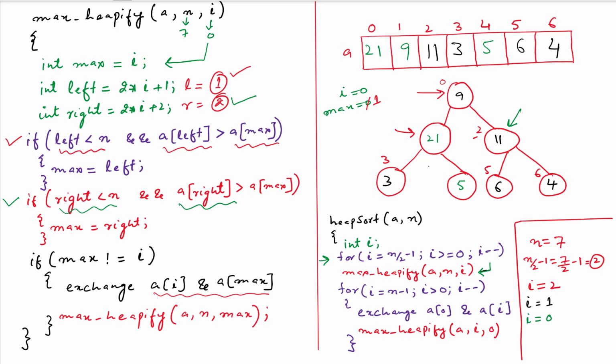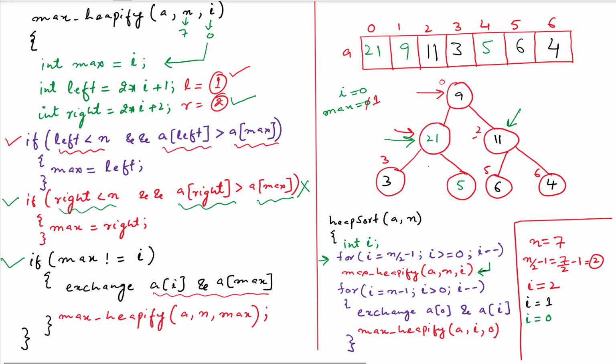Okay, is it greater than a of max? Max has value 1, a of 1, is it greater than this 21? No, that's not true, this will not work. And then we come down and we will check the third if condition.